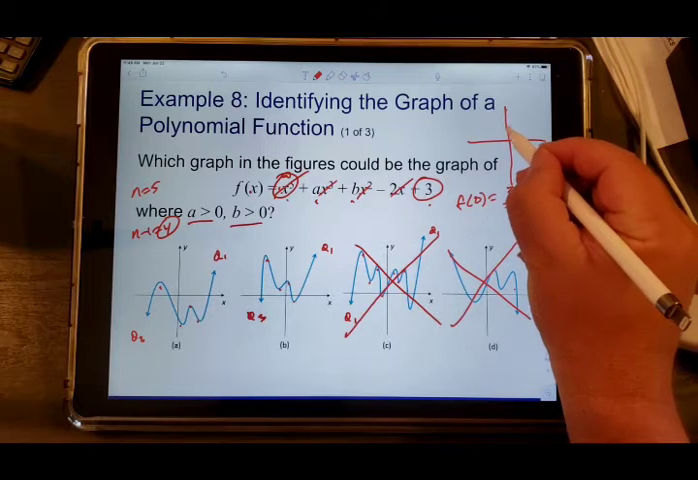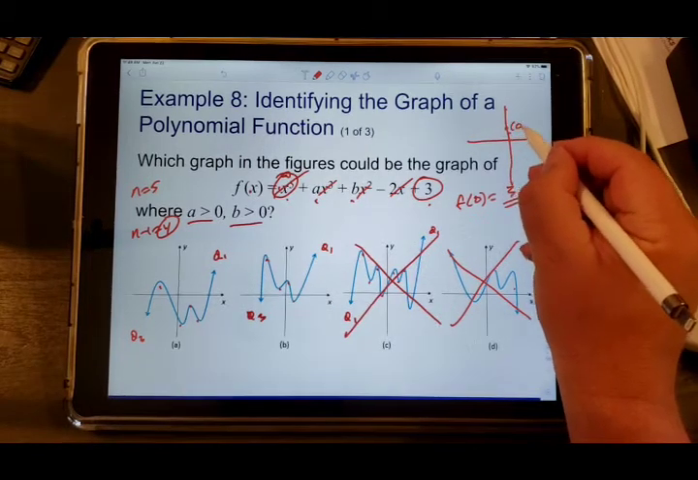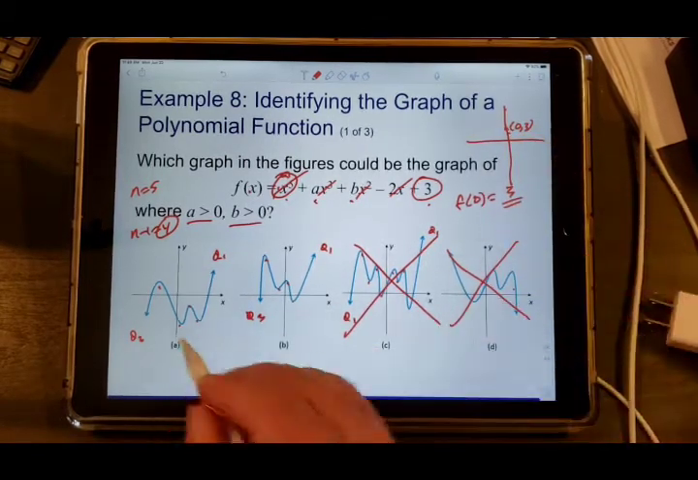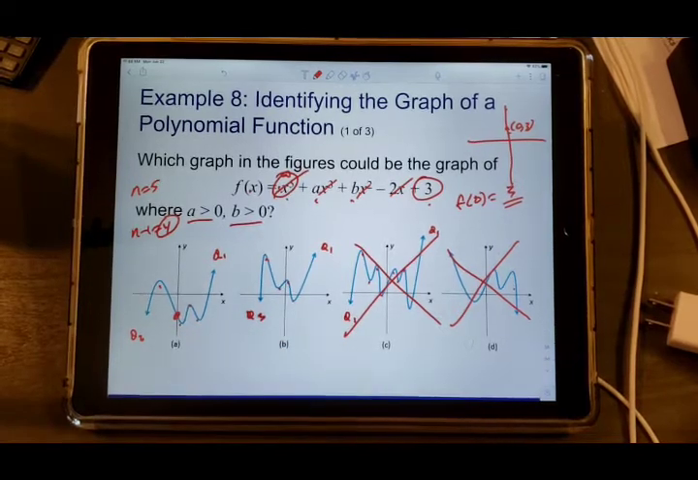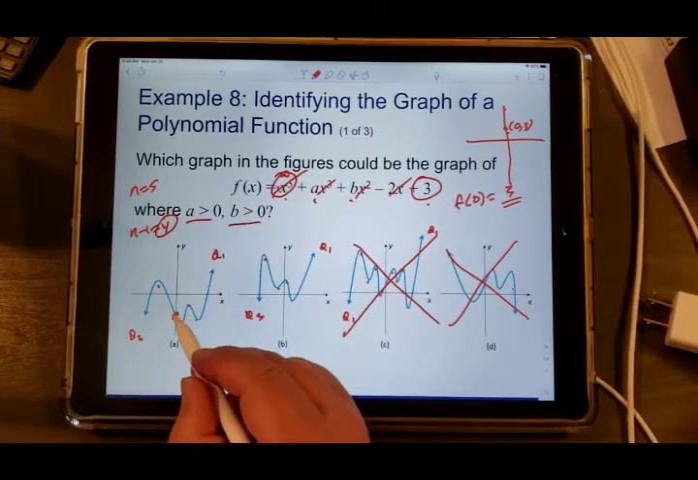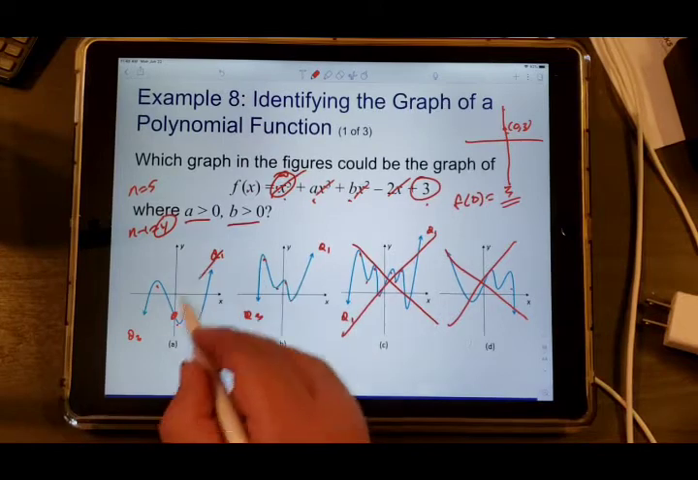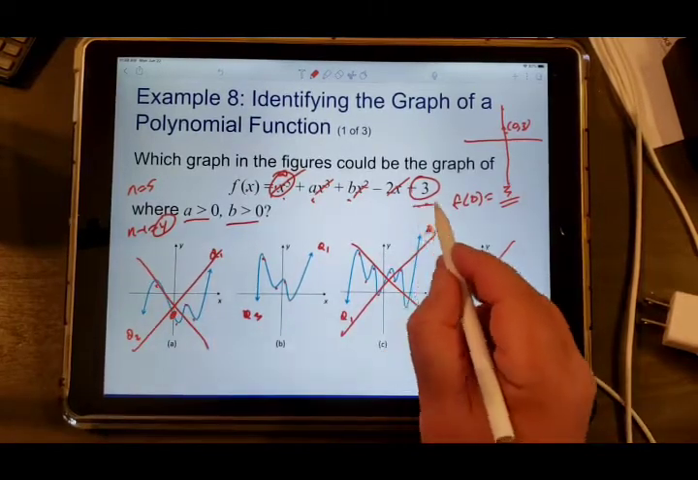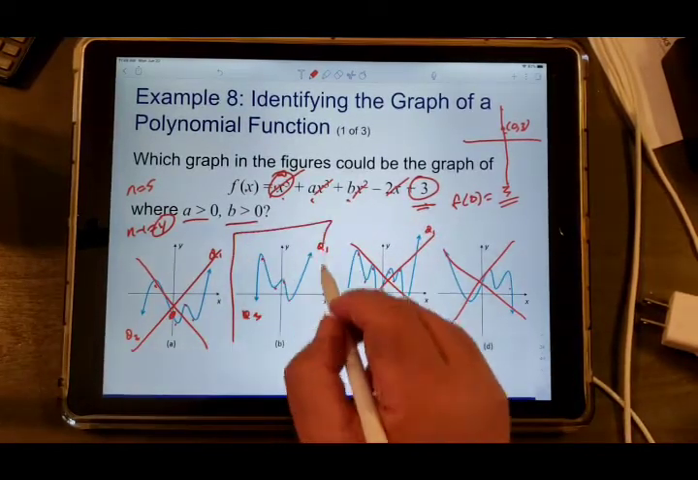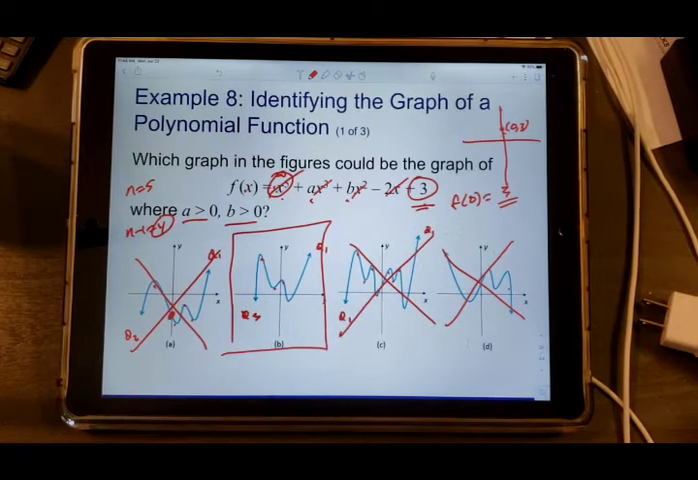It's up here between quadrants 1 and 2. That's what 0, 3 looks like. That is not 0, 3. That is 0, a negative number. So this gets excluded based on the y-intercept. The only possible one, the only survivor is this one.